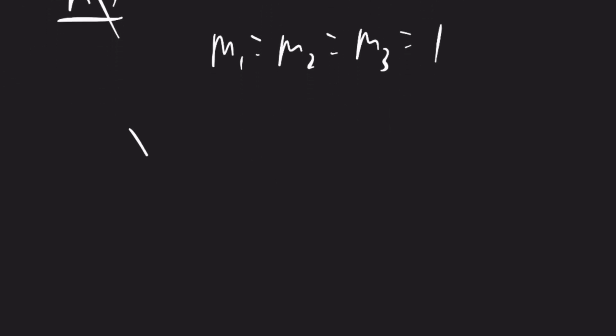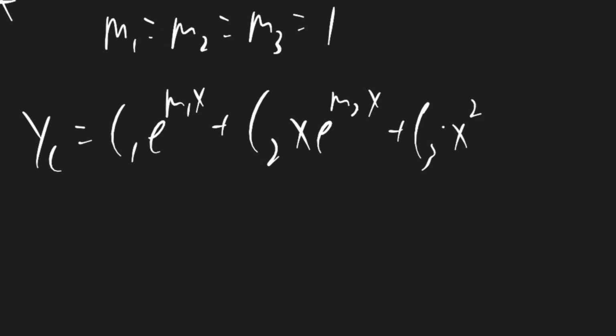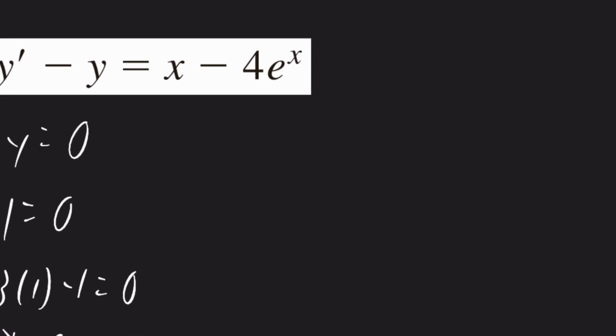So the complementary solution, yc, is going to be in the form c1 times e to the m1x plus c2 times x times e to the m2x plus c3 times x squared times e to the m3x. So yc will be equal to c1 e to the x plus c2 times x times e to the x plus c3 times x squared times e to the x.